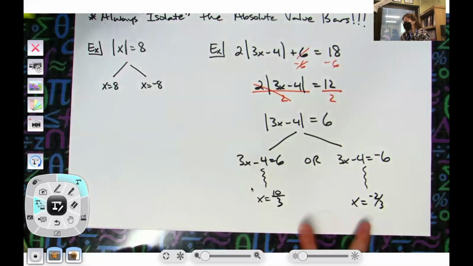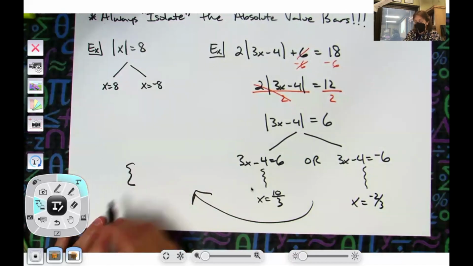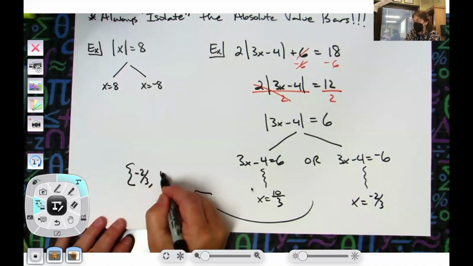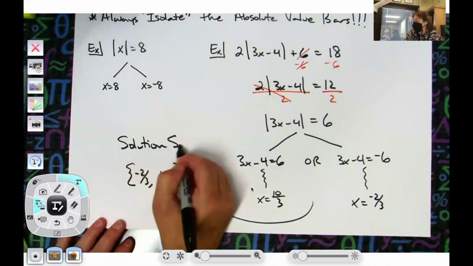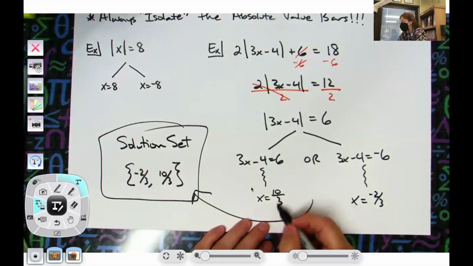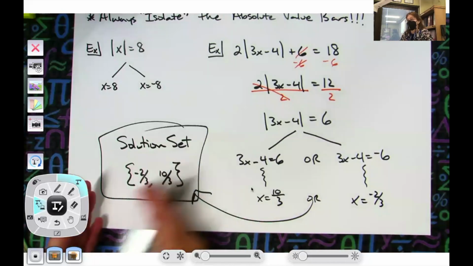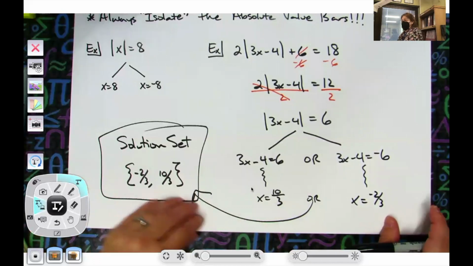Now, two answers. You should use a solution set for your answers. So, set brackets, -2/3 and 10/3. Let's call this a solution set. If you have more than one answer, put your answers in a solution set. Probably in Algebra 2, they just let you write x = 10/3 or x = -2/3. But now let's step it up one more time, use some set notation, and write them as a set because you've got answer sets. Are we good there?